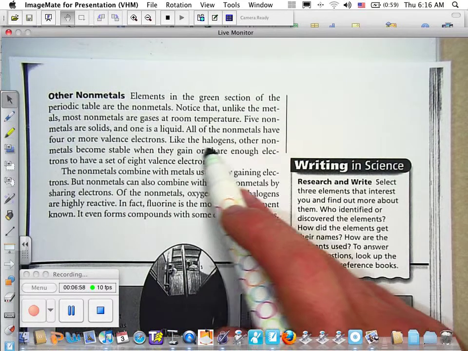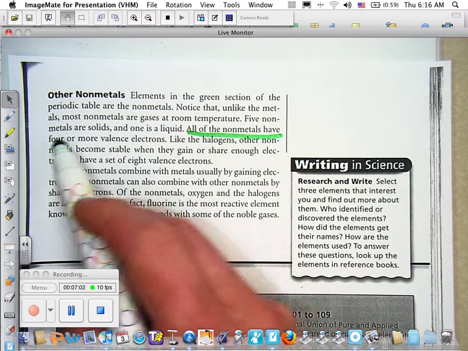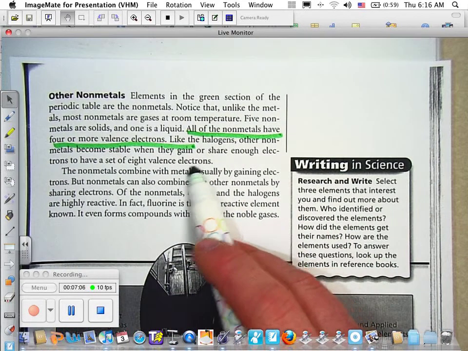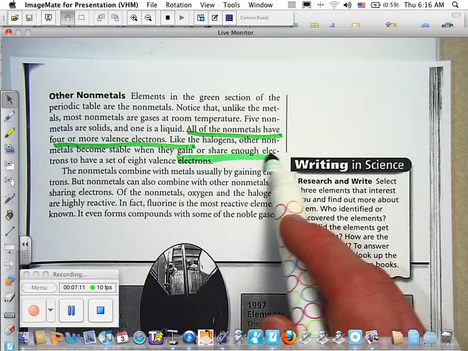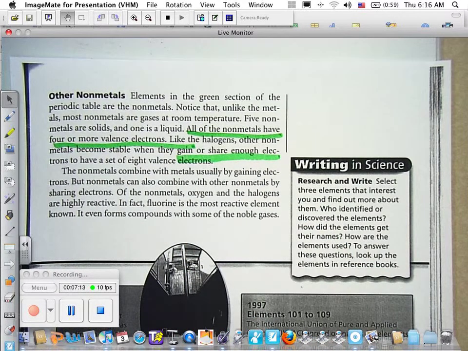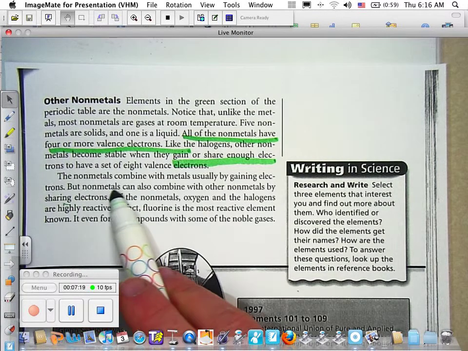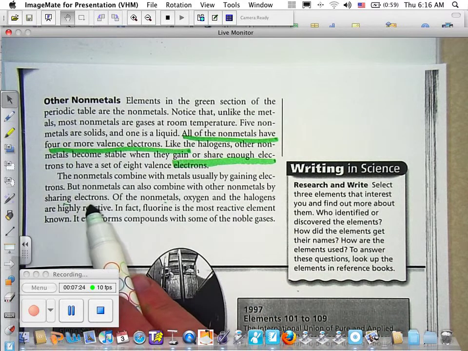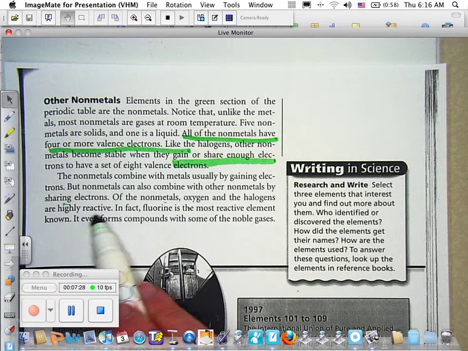Like the halogens, other nonmetals become stable when they gain or share enough electrons to have a set of 8 valence electrons. Nonmetals combine with metals usually by gaining electrons, but nonmetals can also combine with other nonmetals by sharing electrons. Of the nonmetals, oxygen and the halogens are highly reactive.